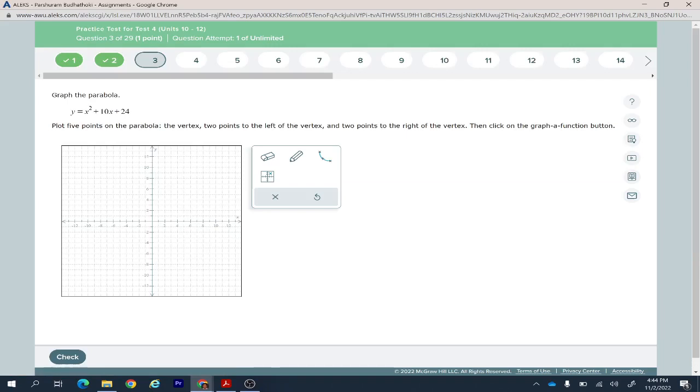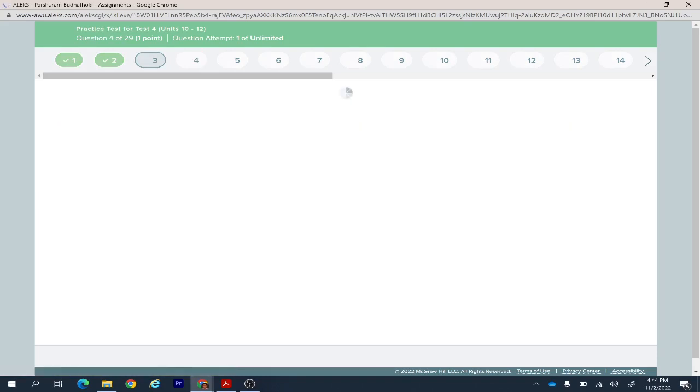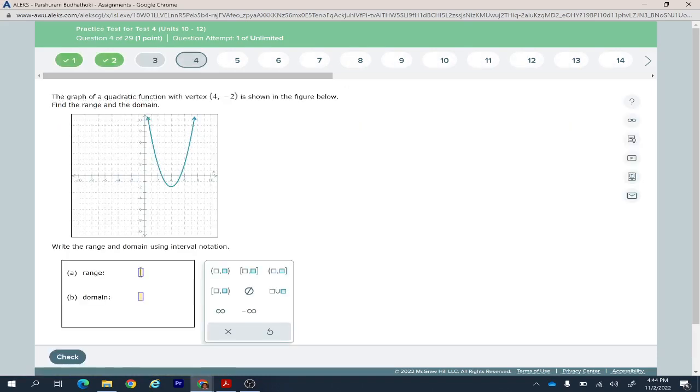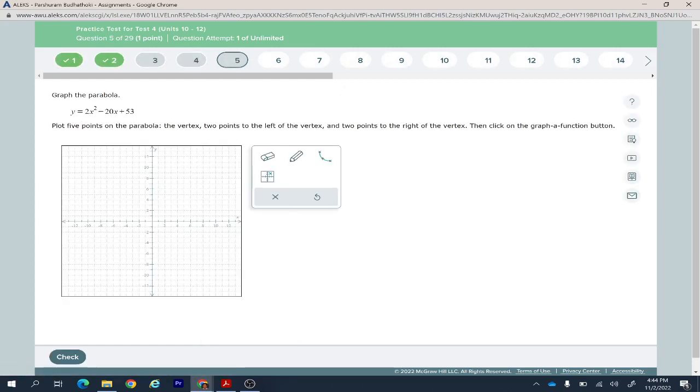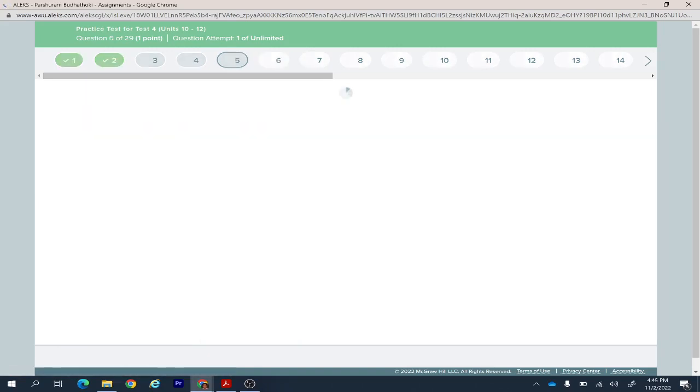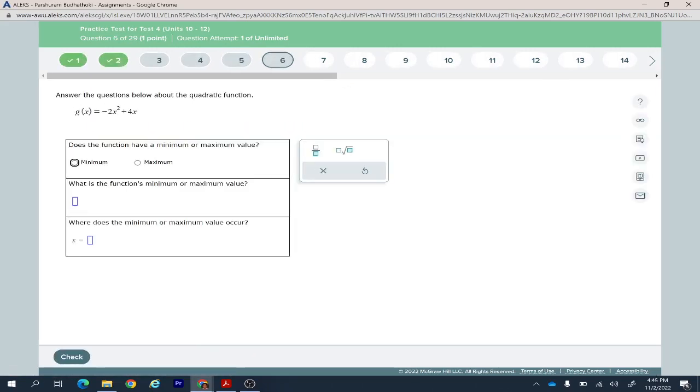Graph the parabola. I'm going to skip it. Do exactly like number 2. Yes, this is also about the parabola, so I'm going to skip it. Find the domain and range. I already discussed those questions. Number 5 is a very similar question, so I'm not going to do that.